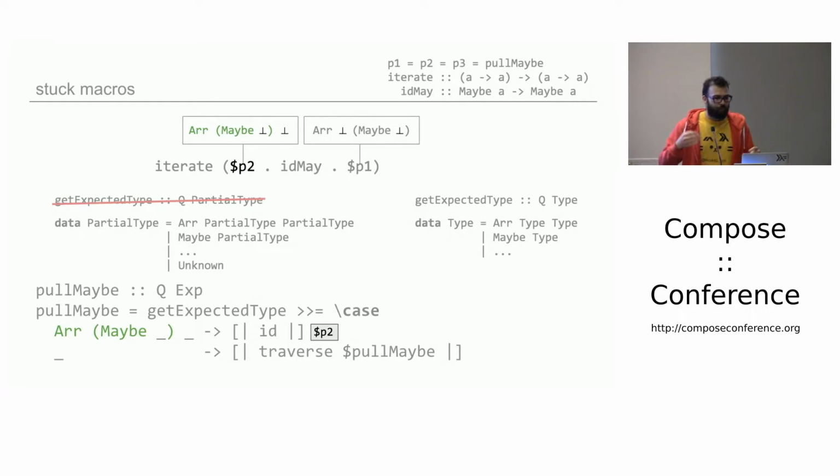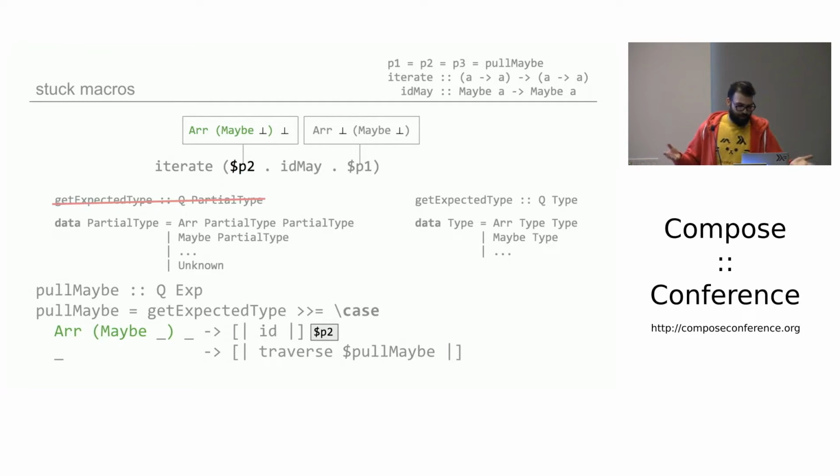What I want for those stuck macros is a slightly different semantic, but let's look at the familiar part of the semantic first. Here, for $p2, when we are pattern matching on an arrow of maybe bottom to bottom, using the pattern arrow of maybe underscore to underscore, this does not force any of the bottoms, so nothing special happens, no exception gets thrown, nor does the special semantic that I'm hinting at happen either.